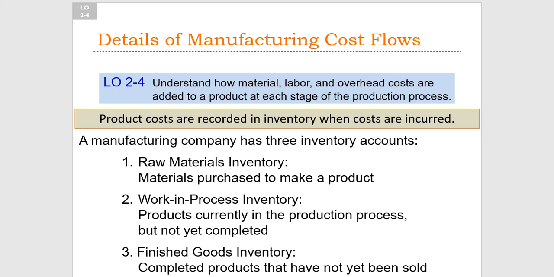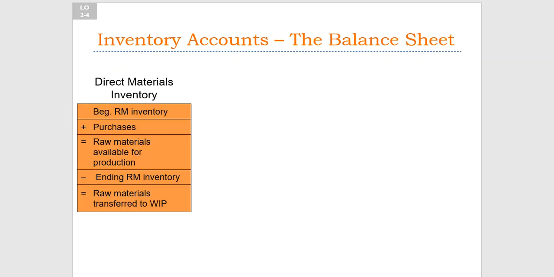Let's look a little bit more closely at each one of those individual accounts. If we looked at our direct material inventory account, we would have beginning inventory. We would add to that purchases, giving goods available for production. And then, of course, it's either left in ending raw materials inventory or we've transferred it to work in process. Let's take a look at that a little bit more closely on a cost flow diagram.